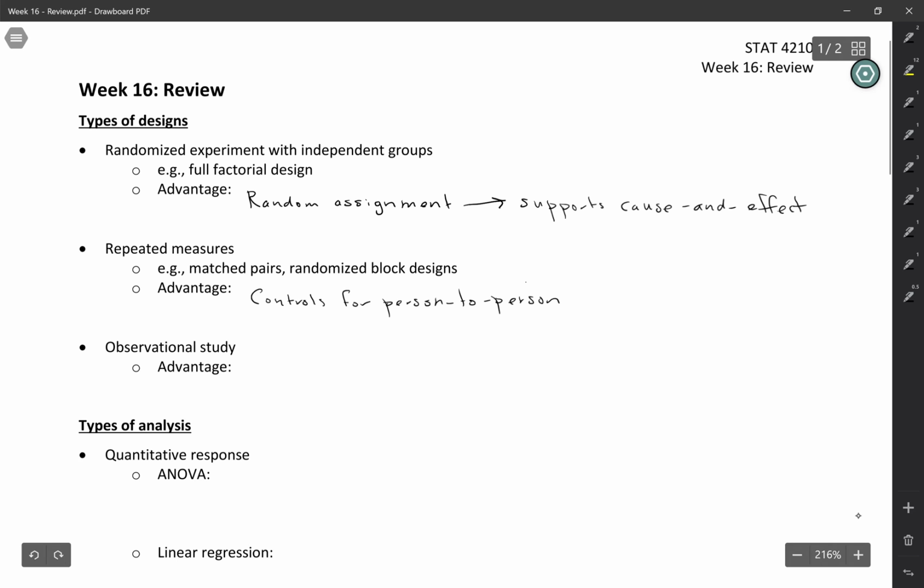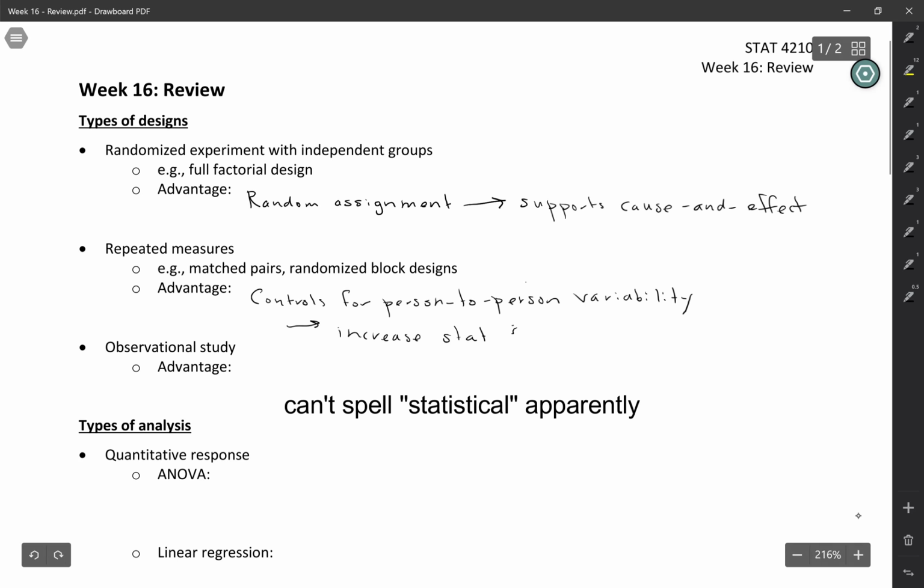Controls for person-to-person variability. So basically, you're getting rid of all of these potential sources of unexplained variability so that it's easier to see the difference between your treatments or whatever it is you're trying to compare. Getting rid of that unexplained variability is ultimately going to increase your statistical power. Statistical power just means how likely you are to detect an effect if it's actually there.